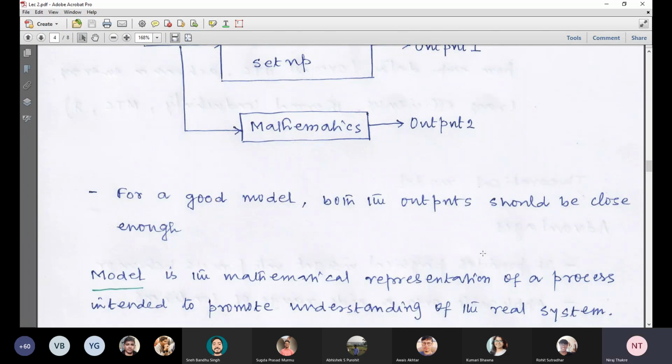A real system is mathematically represented by a model. A real life system is mathematically represented by a couple of equations. Those equations constitute the model. Fine. Now this is model.